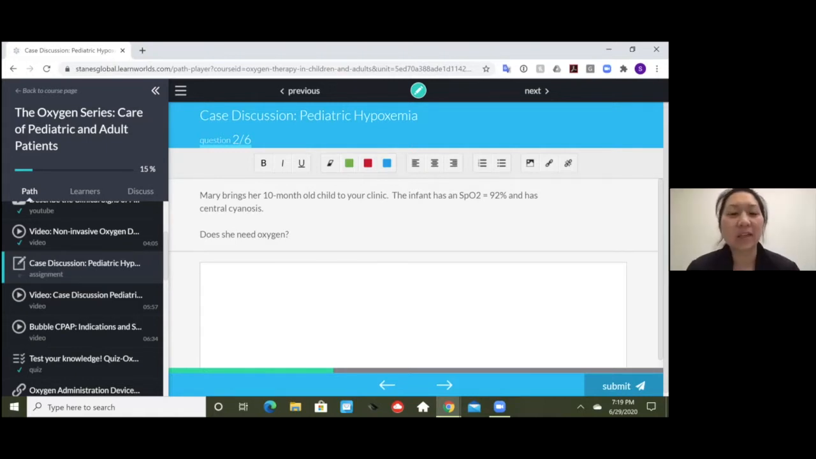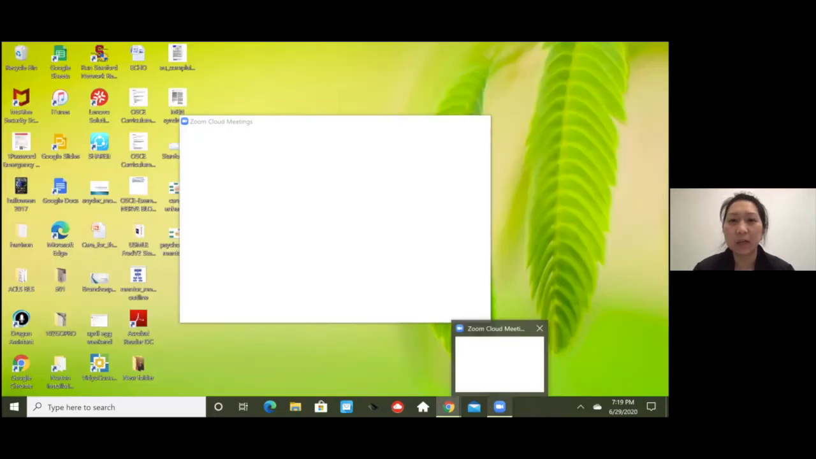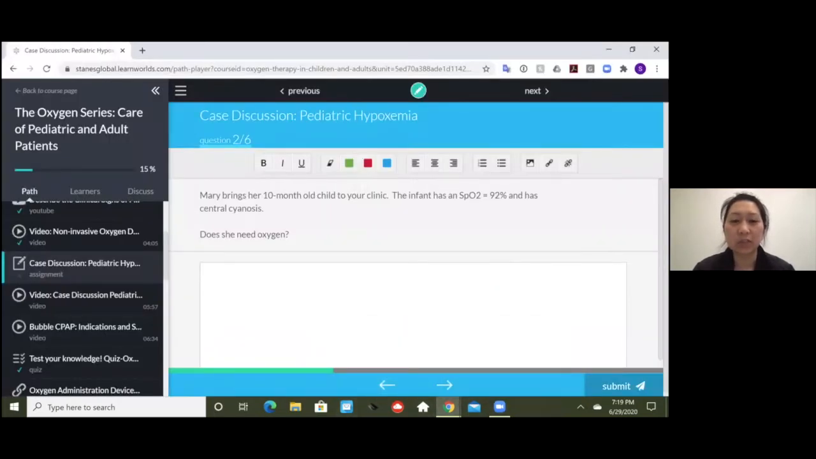Okay, so I can speak a little bit to that. An infant who comes in at 10 months old with an oxygen saturation of 92 with central cyanosis, that's not necessarily normal. And so I would want to ask the mother a bit more about the history, whether there was an upper respiratory infection that the child has, any other sick contacts that they've had, or if this child has any other past medical history, even in their short lifespan of 10 months. But at this point, I would be concerned about the central cyanosis and the low oxygen saturation.